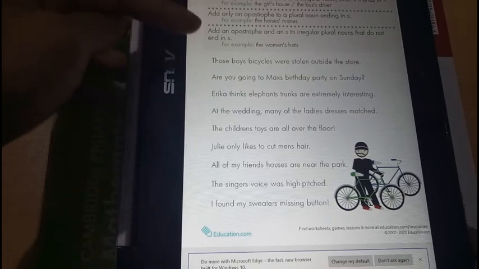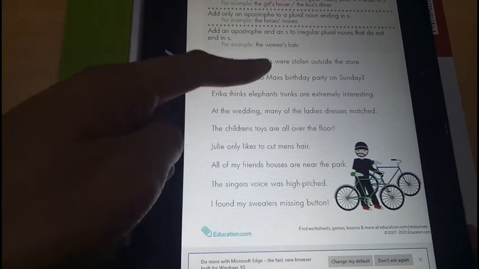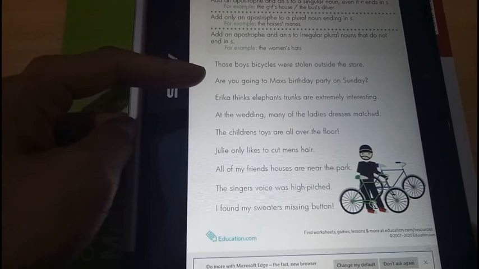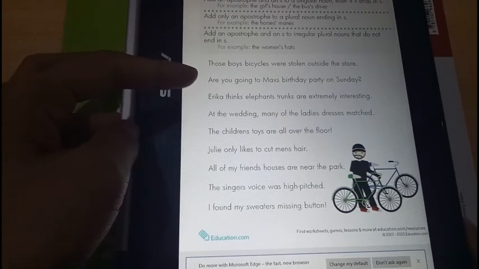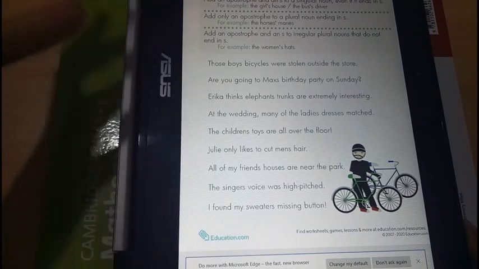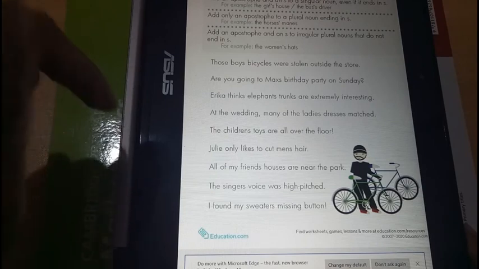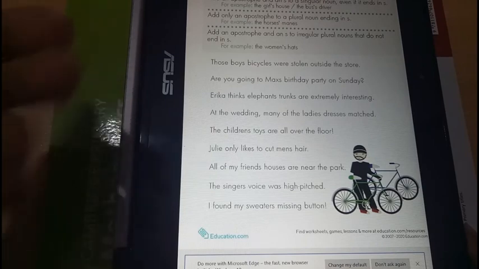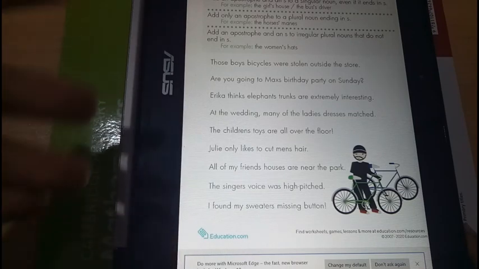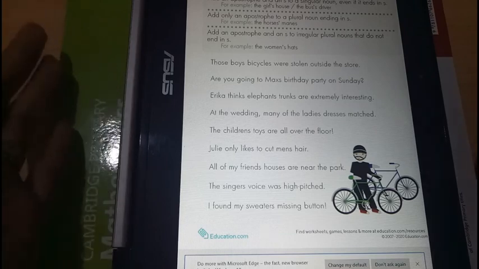All right, so we have the rest of the sentences here. Second one, are you going to Max's birthday party on Sunday? So what are we talking about here? We're talking about the birthday party. Who owns the birthday party, or whose birthday party is it? So think where to add the apostrophe. Same goes with the rest of the sentences, okay? I am not gonna talk more so that you will have time to answer your activity.